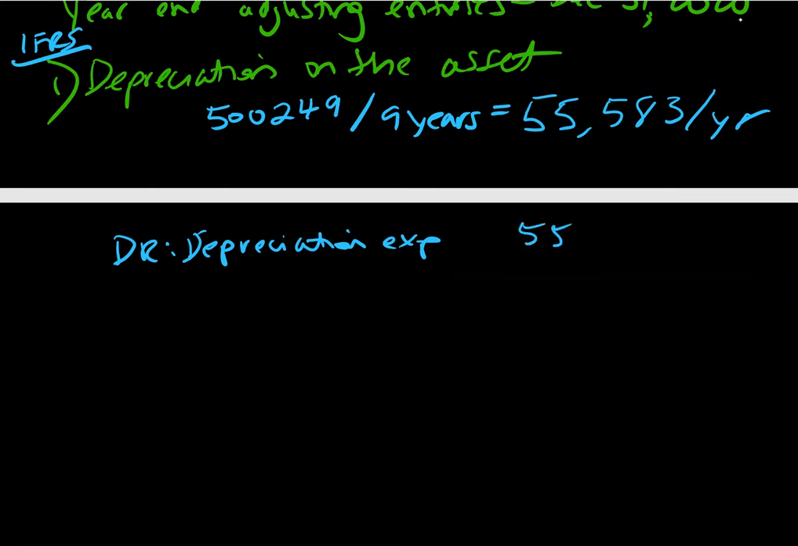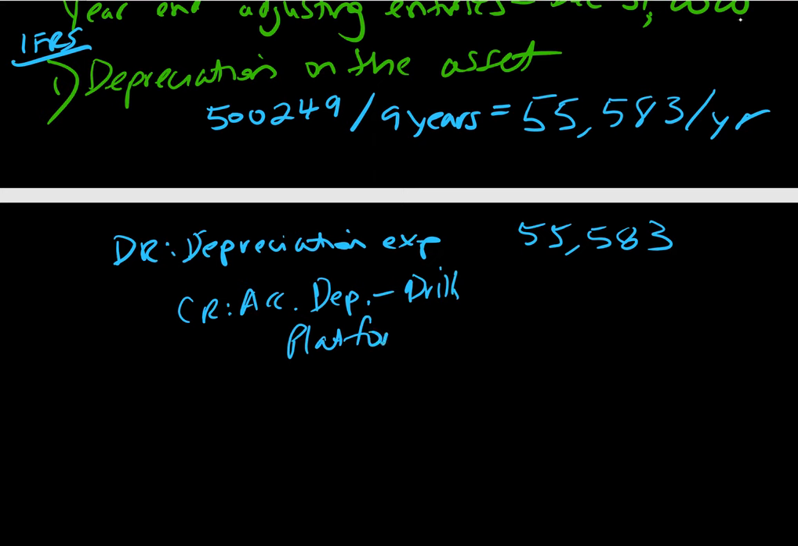And a 55,583. And then where do we put the credit when we depreciate something? Well, we're always going to have an accumulated depreciation account on our statement of financial position, accumulated depreciation, drilling platform. Okay, and so this is going to be our 55,583 credit. So now we finished part one of our two year-end entries.